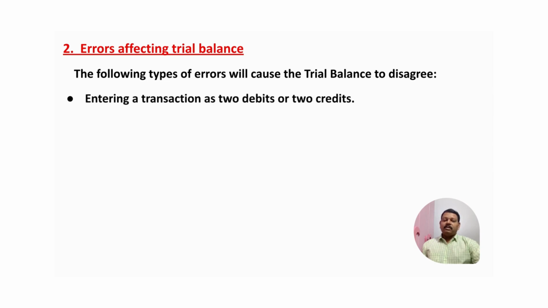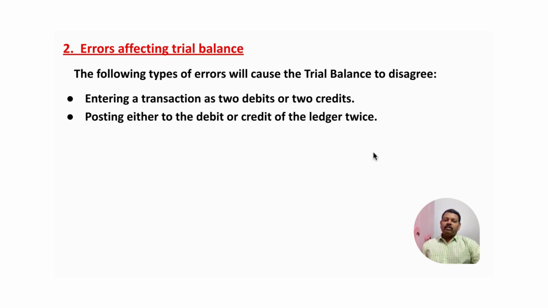Entering a transaction as two debits or two credits. If we enter a transaction as two debits or two credits instead of one debit and one credit. Posting either to the debit or credit of the ledger twice. When we prepare a ledger account, the same transaction is entered on the debit side twice or the credit side twice.